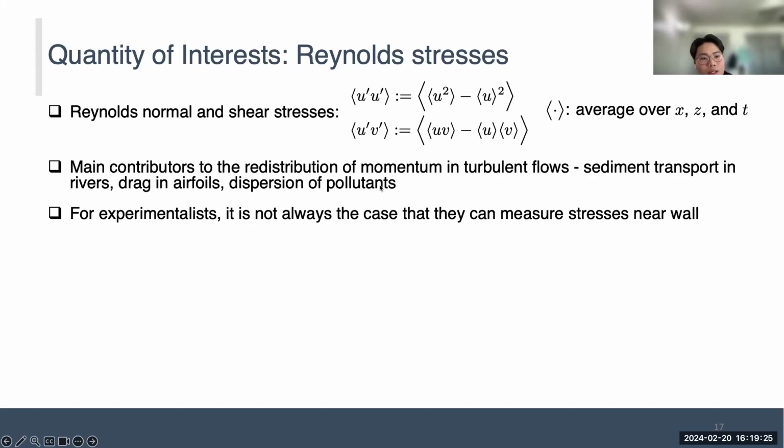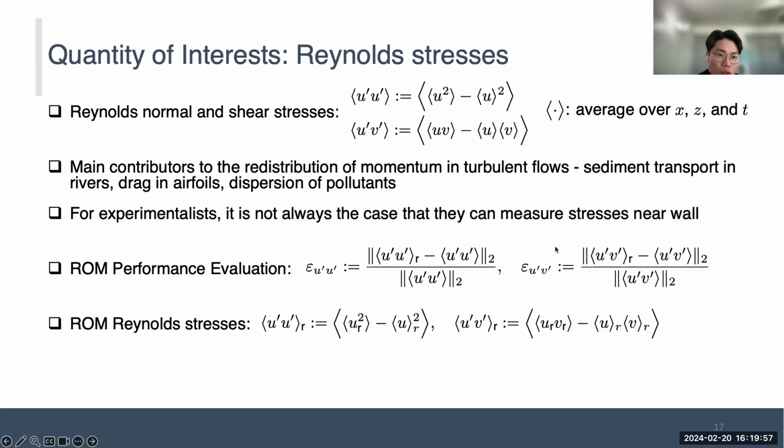Another aspect is that for experimentalists, it is not always the case that they can measure the stresses near the wall. So many times they have to take the Reynolds stress away from the wall and do extrapolation. So it would be nice if they had a model which they can use to predict or even reconstruct the stresses near the wall.